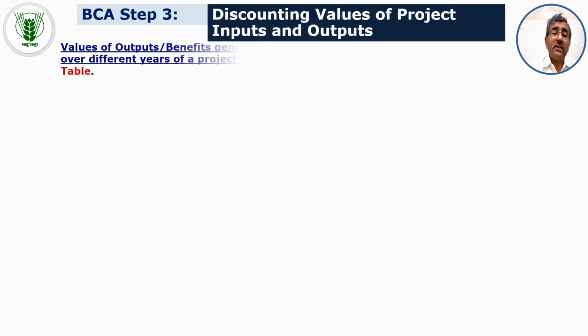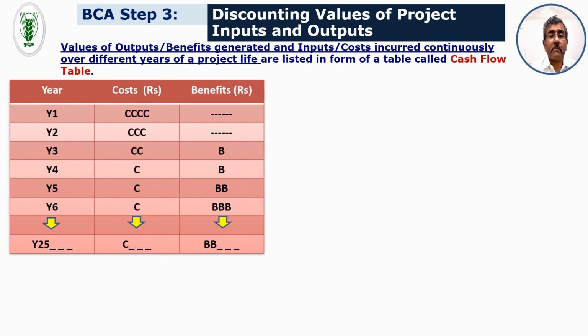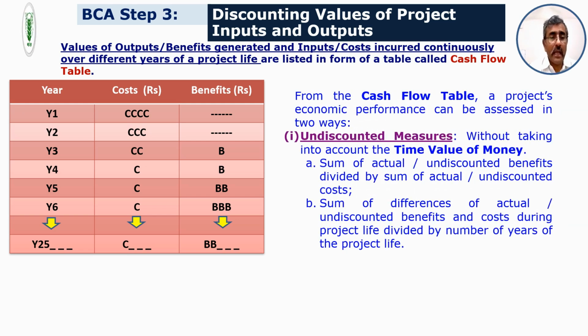So now the third step of benefit cost analysis is discounting the value of project inputs and outputs. As I said earlier, the cash flow table is a list of the values of output and benefit generated and input costs incurred continuously over different years of a project life. And this was a representation of that cash flow table. Now, how can we use this table to know the project's economic performance?